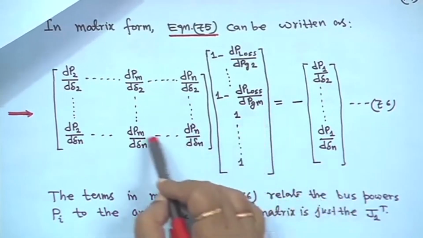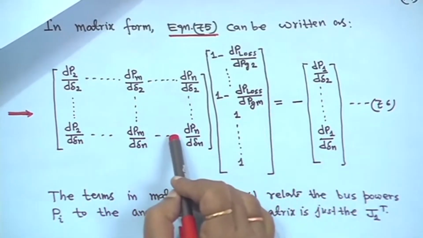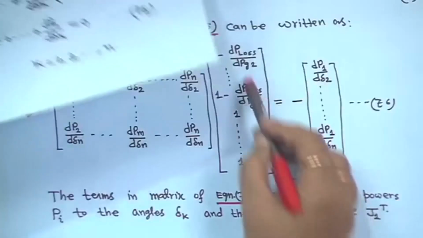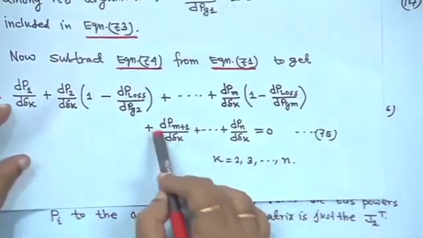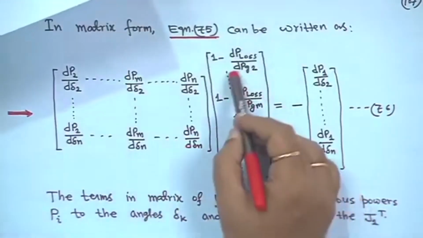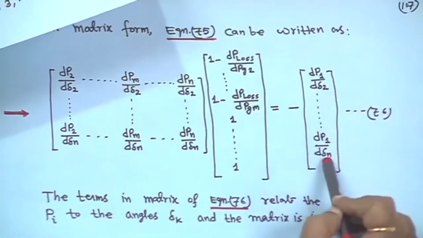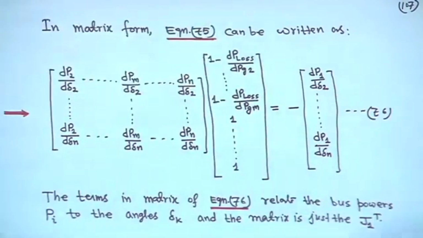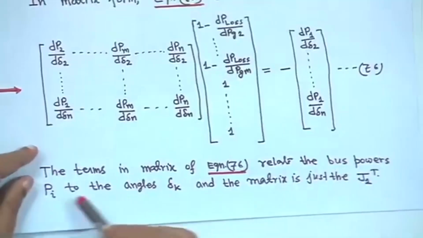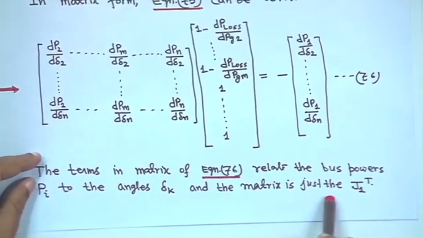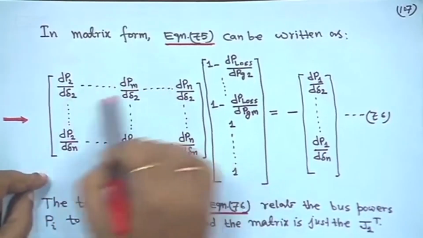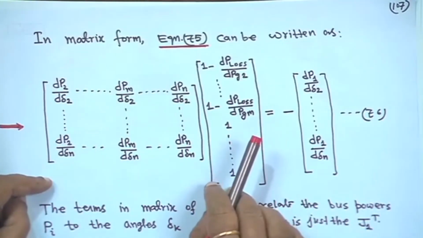After that, all the coefficients, I mean dPm+1/dδn, dPm+2/dδn up to dPn/dδn, these are all 1. So the coefficient is attached here as long as m, up to the mth one, and after that all these are 1, 1, 1, 1, right, and this is equal to minus dP1/dδ2 like this. So that means equation 76 actually relates the bus powers Pi to the angles δk, and the matrix is just the J1 transpose. In the load flow studies we have seen J1, J2, J3, J4. So this matrix is actually J1 transpose, right.